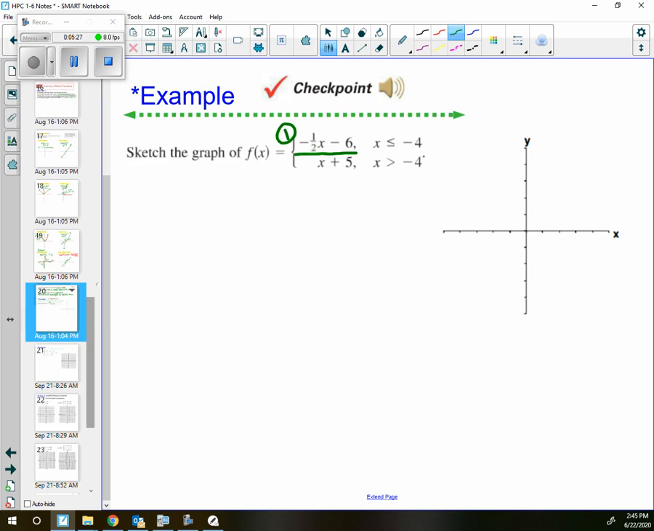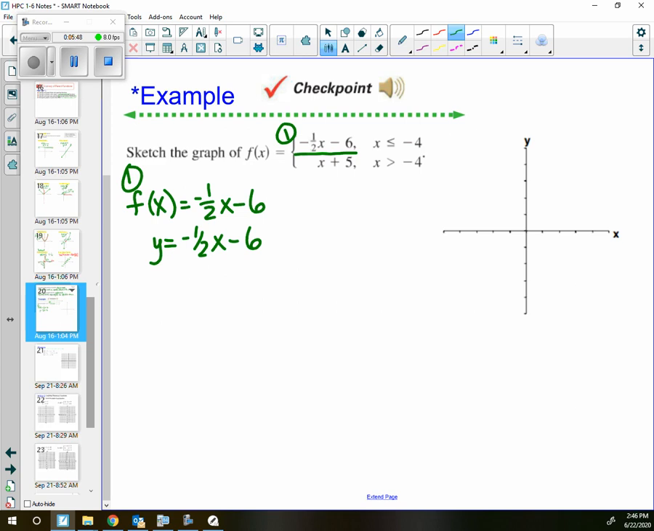So our first equation is f of x equals negative 1/2 x minus 6. Let's think about what kind of graph this is. That's degree 1, so it's linear. If it's easier for you and you don't like the function lingo, remember that's the same as y equals negative 1/2 x minus 6 as well. So this is the first equation.